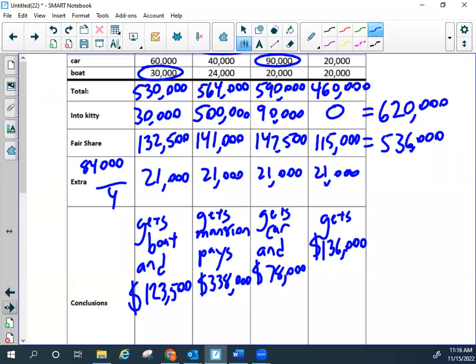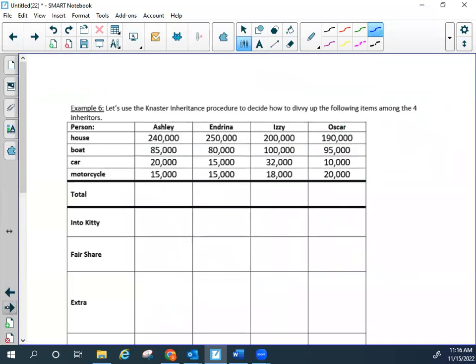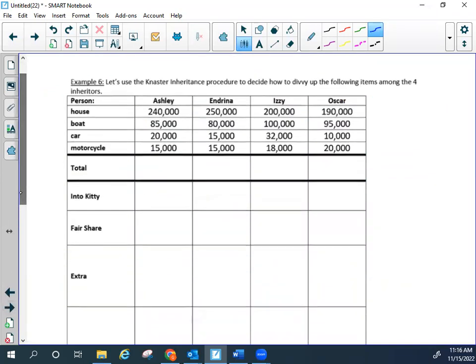Hit one more. First, we find the winning bids. Adrena won the house. Izzy won the boat. Izzy also won the car. And Oscar won the motorcycle. So the total, remember, we're adding up their total bid, 240,000 plus 85,000 plus 25,000 plus 15,000, all that up to $360,000.